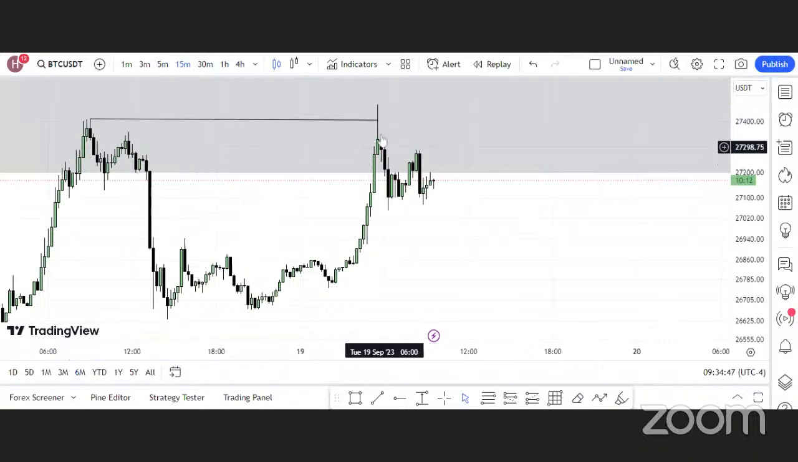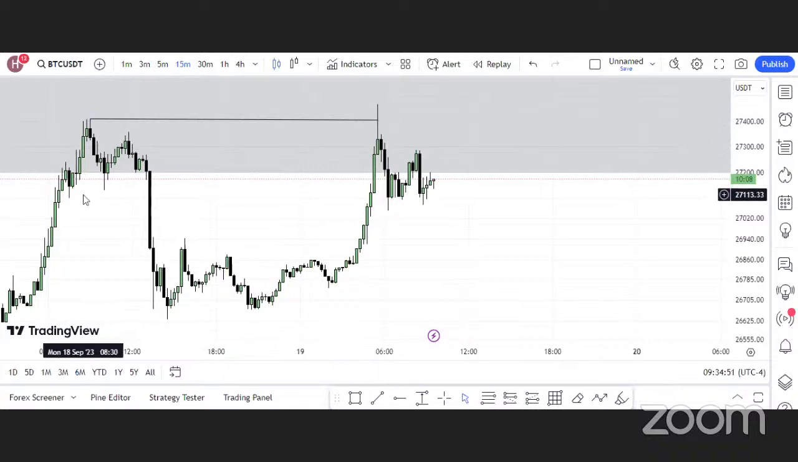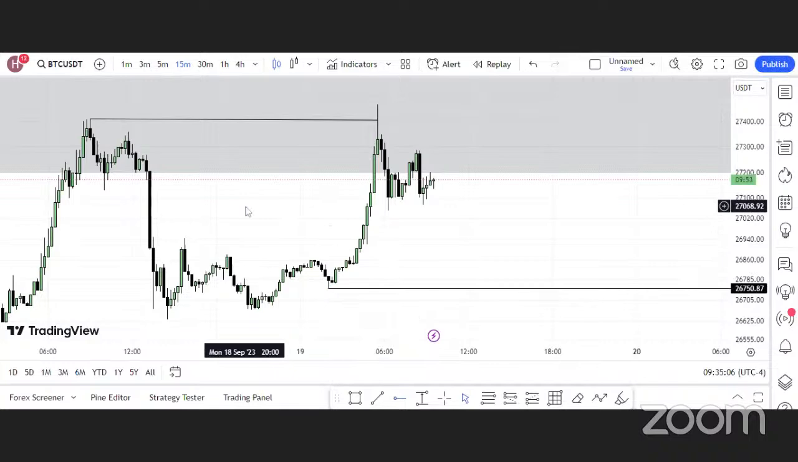Okay, so this actually took this zone out. So our change of character shouldn't be here anymore because we have this break to the top side. This is a liquidity zone. Our change of character should be around this area. Okay, and then my change of character is going to be my last low. My last low here.